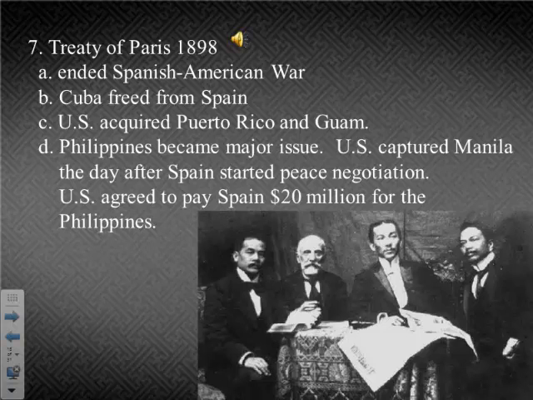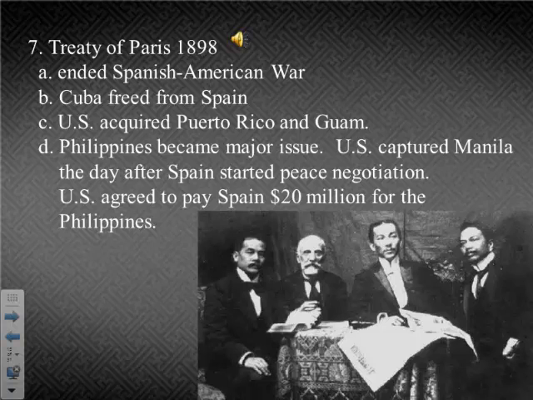At the end of this little war, the Treaty of Paris of 1898 was signed, and Cuba was freed from Spain. As a result of this treaty, the United States acquired Puerto Rico and Guam, which are still territories of the United States today. And the Philippines became a major issue. The United States said, well, the Spanish were in the Philippines. The Philippines were pretty close to Asia. This might be another important stepping stone toward Asia, so the United States decided to go to the Philippines and kick the Spanish out of there as well.